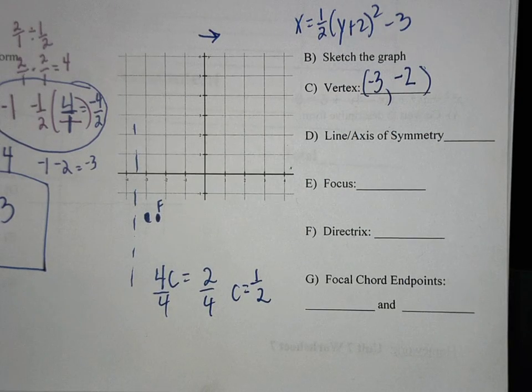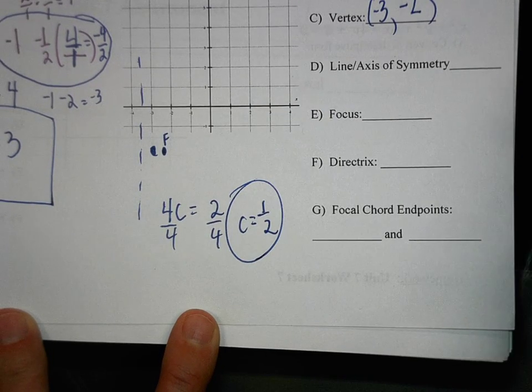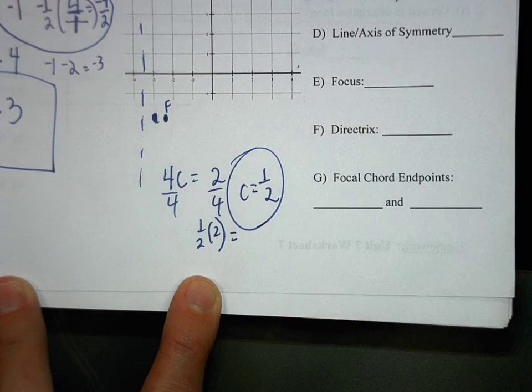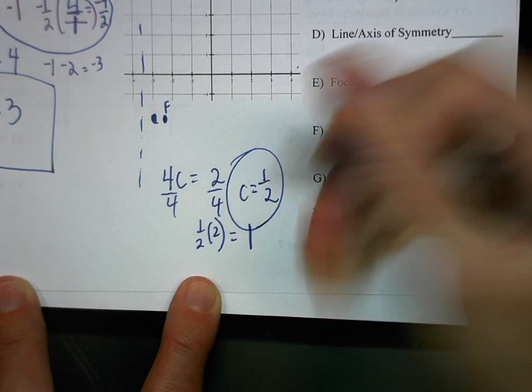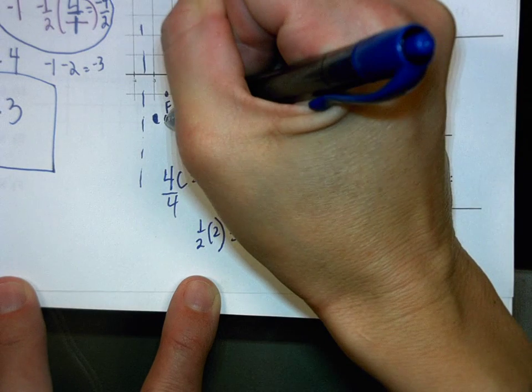Okay, next we should probably go ahead and find our focal chord endpoints. How do I do that? Good. We take this 1/2 value and we multiply it by 2. So 1/2 times 2 equals what? 1. So from the focus, we're just going up 1 and down 1.